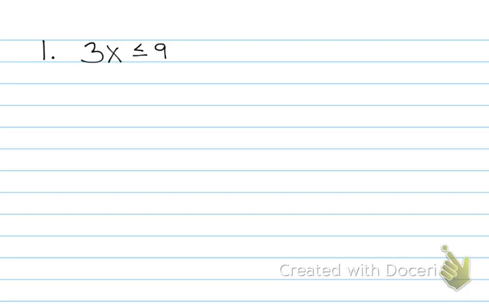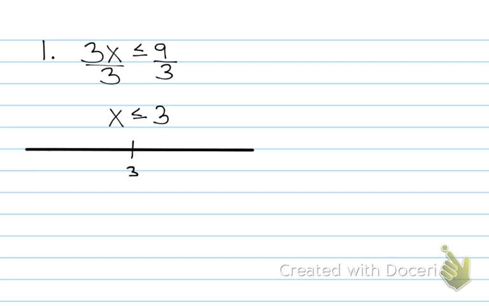You need to copy this problem down onto a blank sheet of paper and solve the inequality just like you would solve an equation and graph your solution. All right, so go ahead and do number 1. So I need to divide by 3 both sides. X is less than or equal to 3.